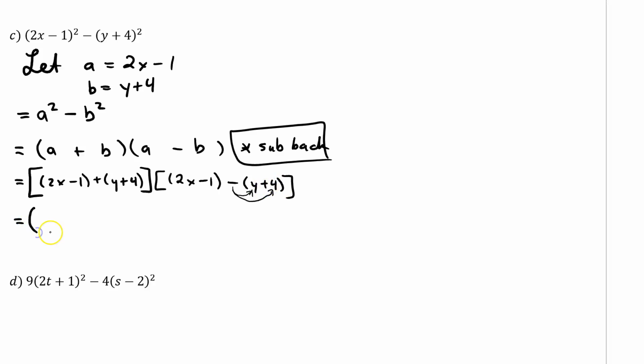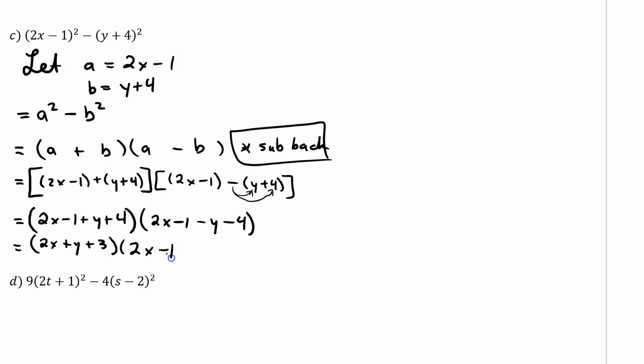So I can drop the brackets now, so I have 2x minus 1 plus y plus 4. Oh look, I have some constants that need combining. I have 2x minus 1, minus y, minus 4. Okay, so I'm going to just clean this up a bit. 2x plus y plus 3, because 4 minus 1 is 3. And I have 2x minus y, negative 1 minus 4 is minus 5. Boom. Done.